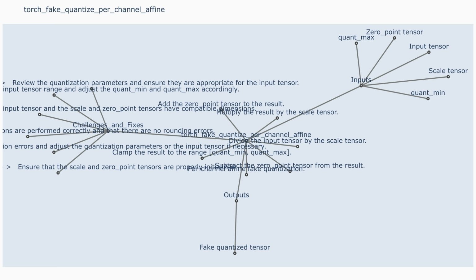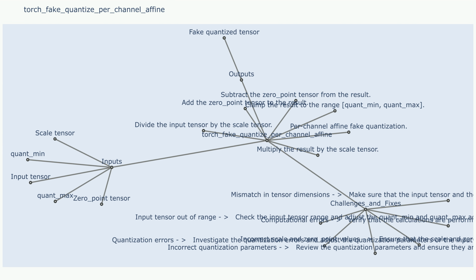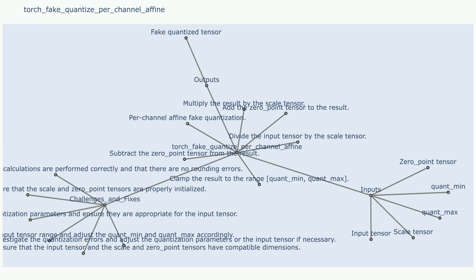Torch. Fake quantize per channel affine. Description. This function implements per channel affine quantization for tensors. It simulates quantization by clamping the input tensor to the range 0, 255, then dividing by the scale and rounding to the nearest integer. This process is done per channel, allowing for different scales for each channel.